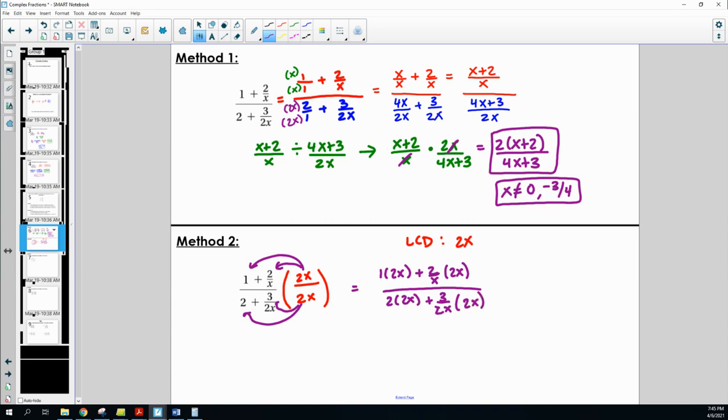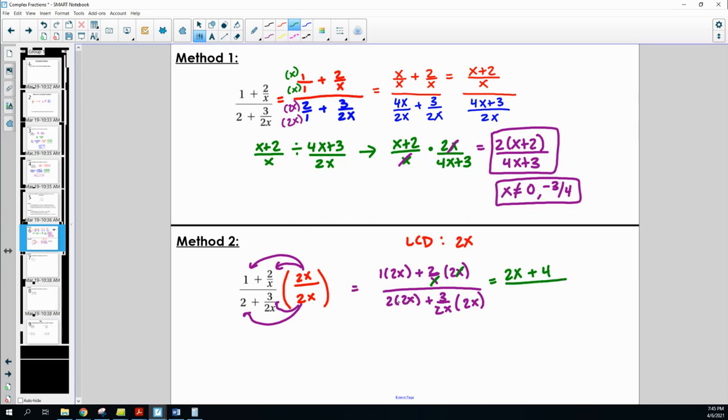Okay, so like I said, I'm normally not going to write it out like this. I just want to show you where I'm getting these things from. So I'm taking the 2x and I'm multiplying it to both terms on the top and both terms on the bottom. When I go ahead and do this, 1 times 2x is going to give me 2x. 2 over x times 2x, well, this x and this x will cancel out. So this is just going to be 4.